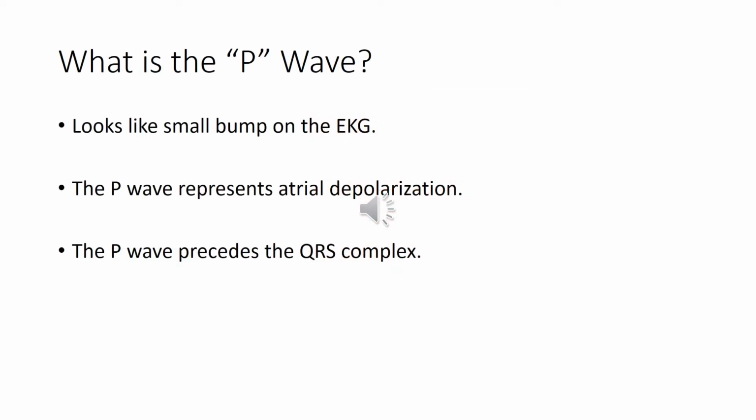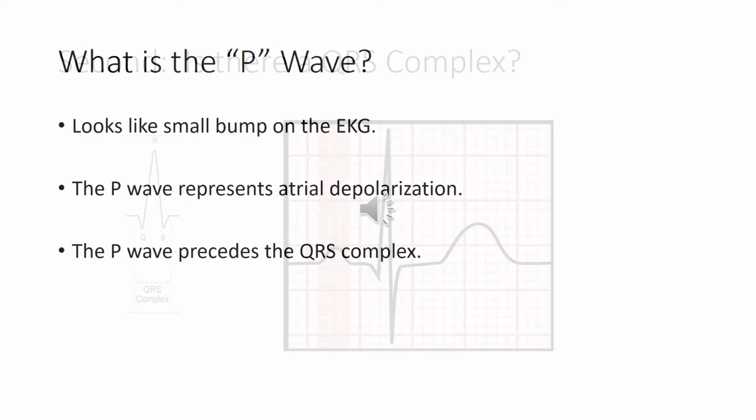What is a P wave? Like I said, it's a little small bump that you'll see on the EKG. It should always be before a QRS complex. It should be the first waveform that you identify. It's depolarization of the atria. That is the start of the contraction of our heart.